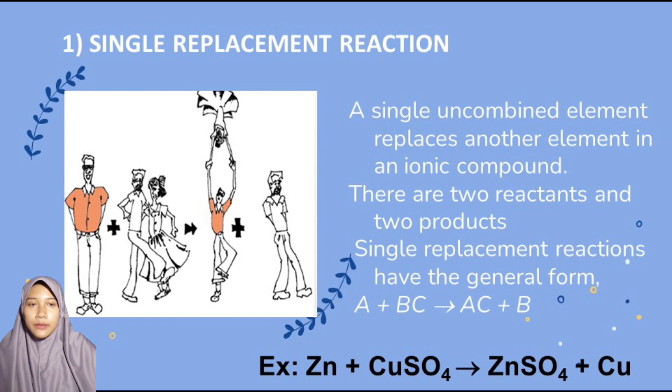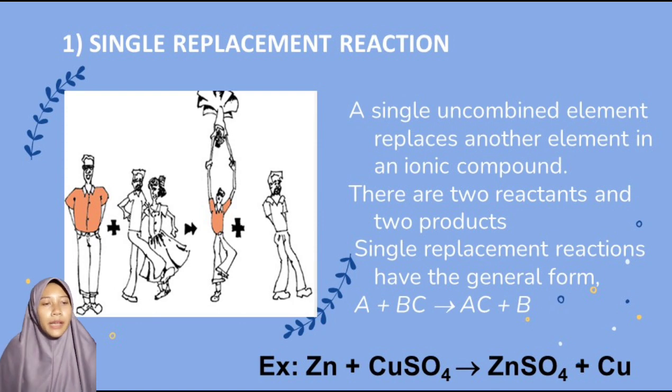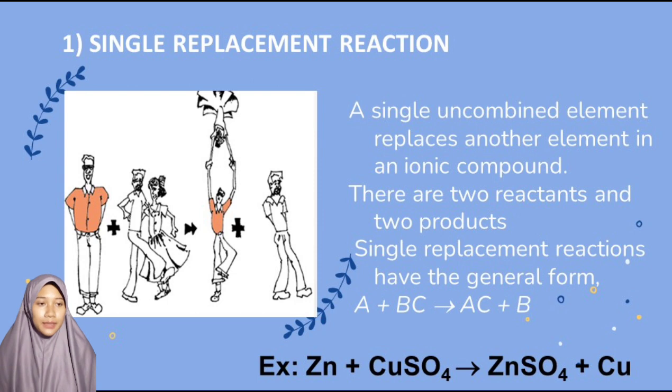The first type is single replacement reactions. A single replacement reaction is when a single uncombined element replaces another element in an ionic compound. There are 2 reactants and 2 products. Single replacement reactions have the general form A plus BC yields AC plus B. For example, zinc plus copper(II) sulfate yields zinc sulfate plus copper.